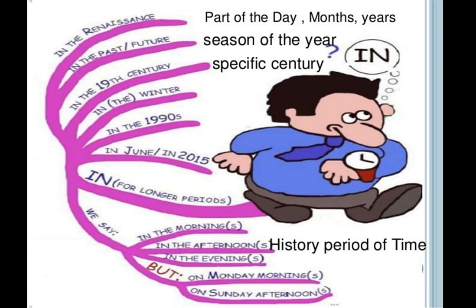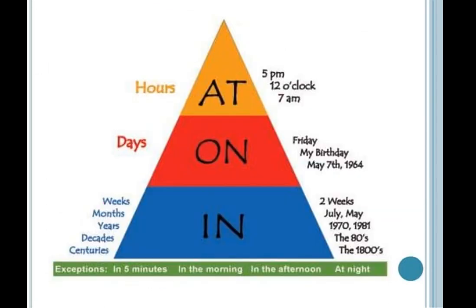So in the past or future, in the 19th century, in the winter, in 1990, in July, in 2015, in for longer periods, in the morning, in the afternoon, in the evening, right? But on Monday mornings, on Sunday afternoons. So here is a pyramid with at, on and in.